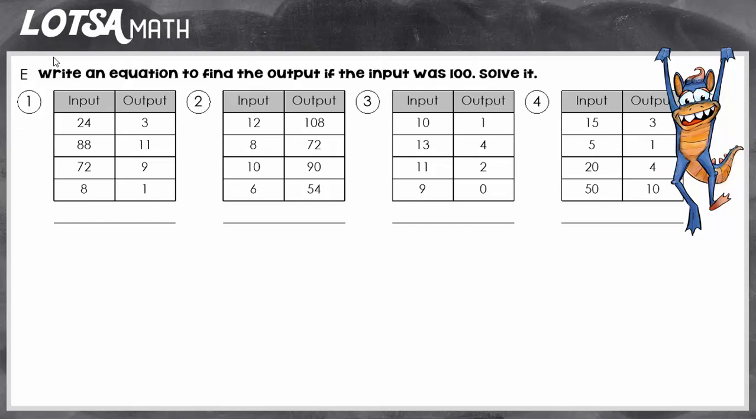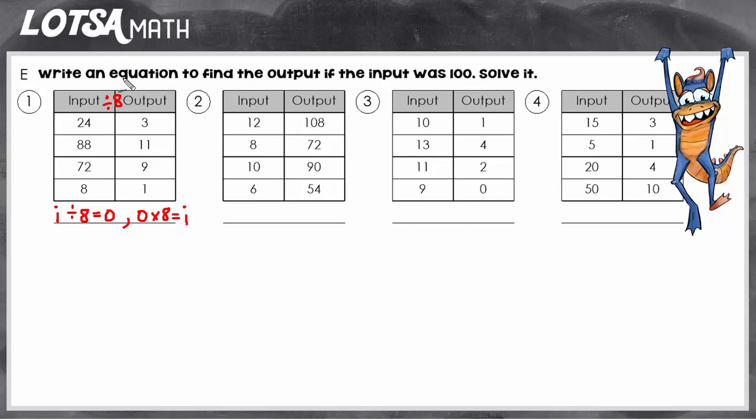I'm going to start by just writing the two equations that could be used with this input-output table. So on the first one, I see that the outputs are getting smaller, and I found that the rule is divided by 8. So I could write my two equations, input divided by 8 equals output, and I could do the opposite one too. Output times 8 equals input.